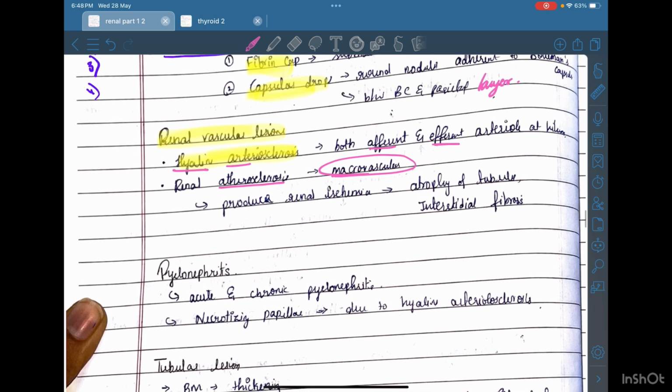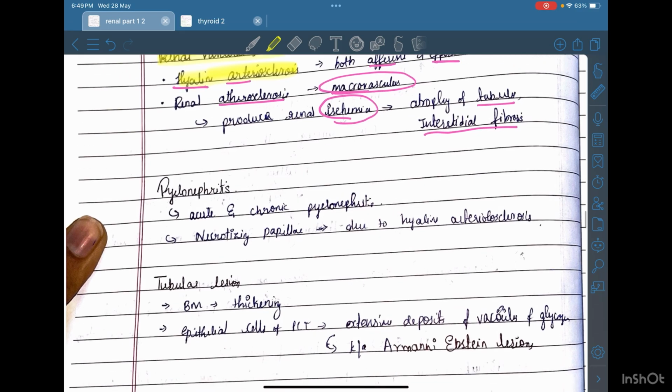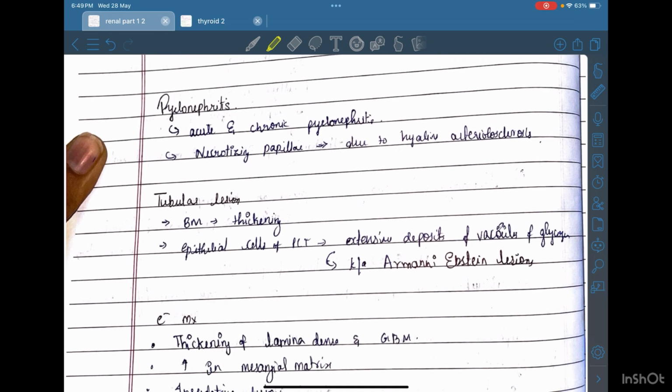The glomerular lesions and the renal vascular lesions cause renal ischemia. Ischemia will lead to atrophy of the tubules as well as interstitial fibrosis. So in the vascular lesions, one is hyaline arteriosclerosis, another is atherosclerosis, so there will be decreased blood flow to the tubules. Next is the interstitium, where the complications are acute and chronic pyelonephritis.